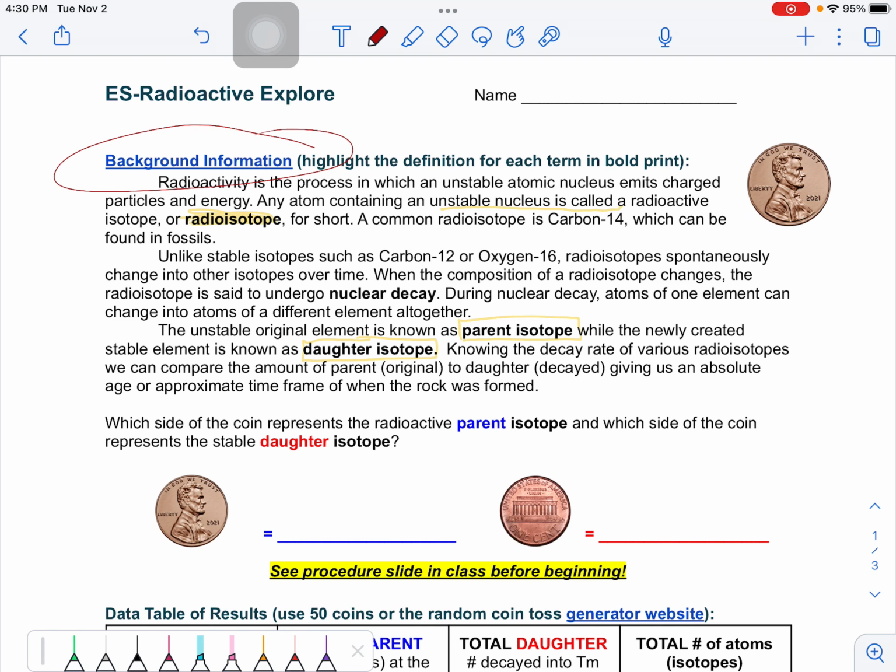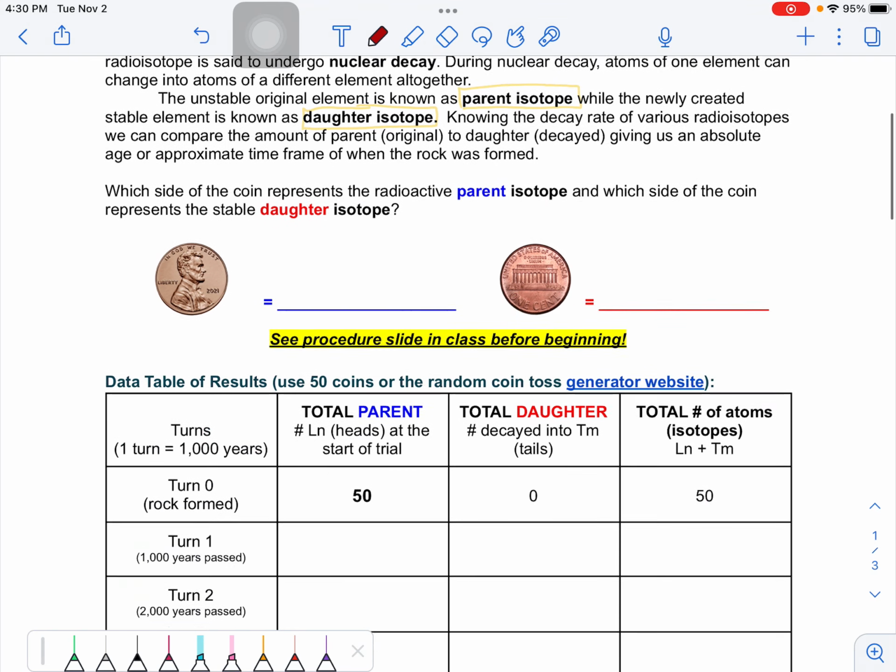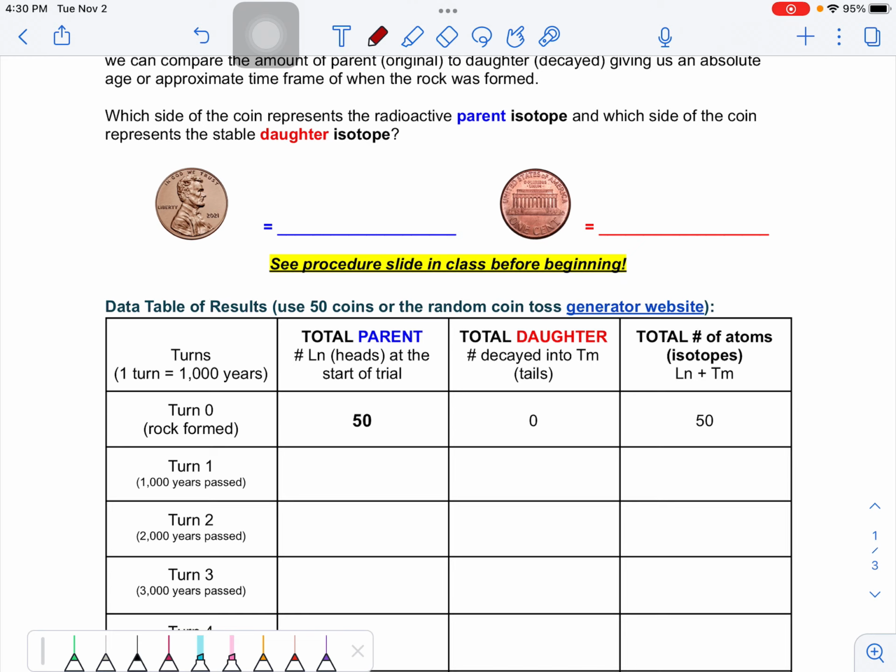Check it out. Just get a little background about this process. And what we're looking at here is creating our own set of data to use to really understand this idea. So in our lab, we are using coins to represent radioisotopes or material within a rock.